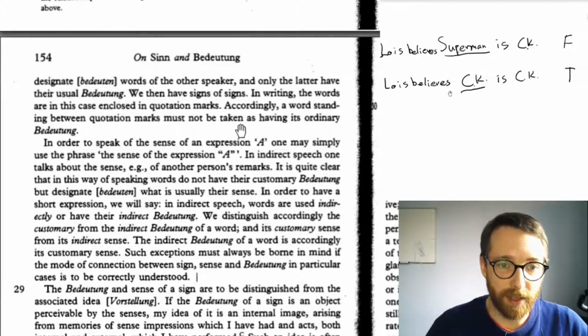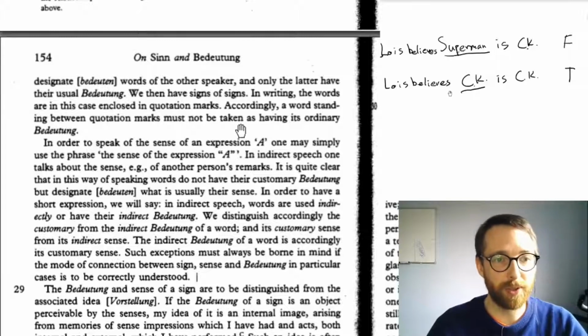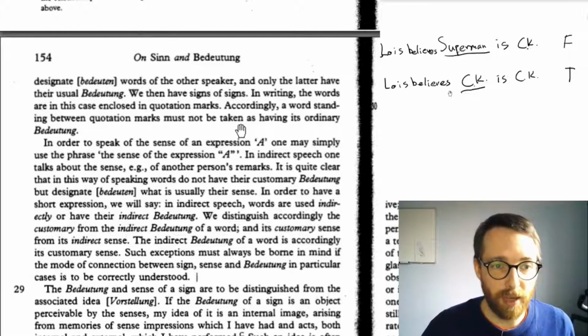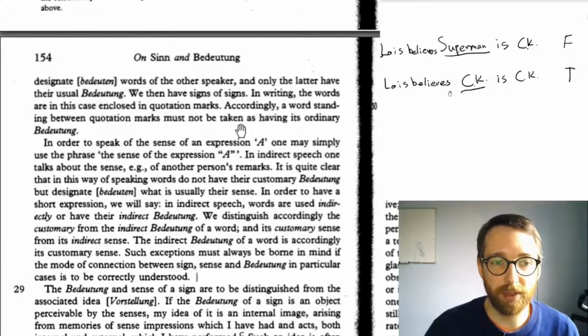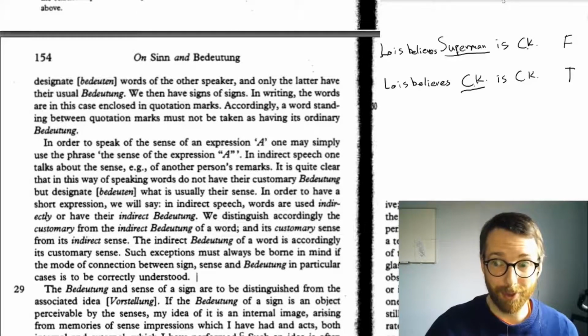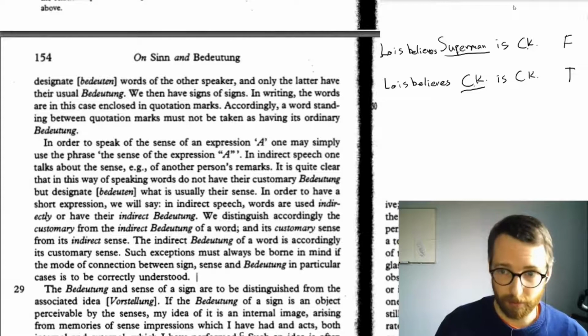One's own words then first designate or refer to, or bedeuten, words of the other speaker, and only the latter have their usual Bedeutung. The words of the other speaker have their usual reference. We then have signs of signs. In writing, the words are in this case enclosed in quotation marks. Accordingly, a word standing between quotation marks must not be taken as having its ordinary reference. Okay, this is a stepping stone to getting us to indirect reference. Let's examine what he's talking about.